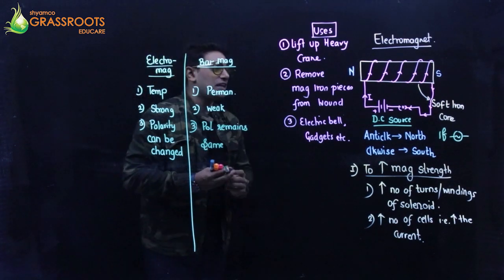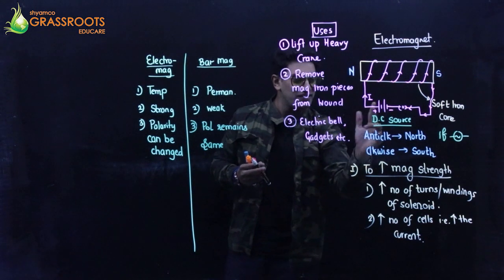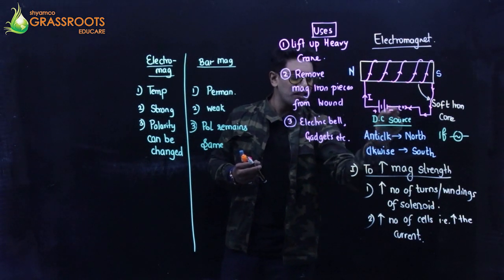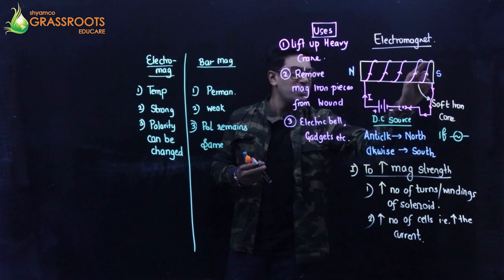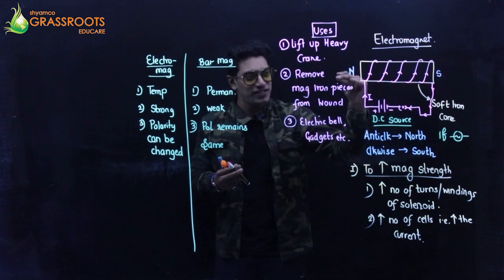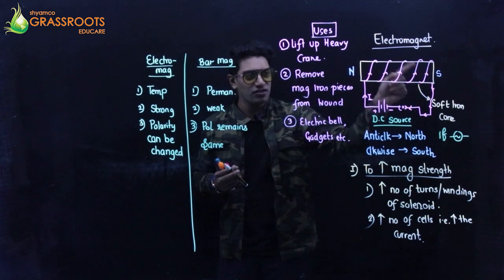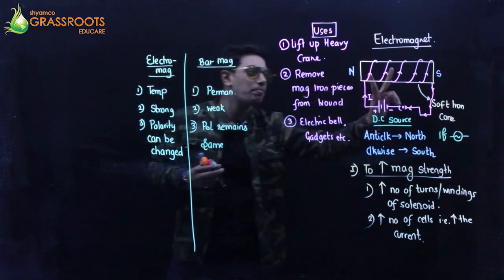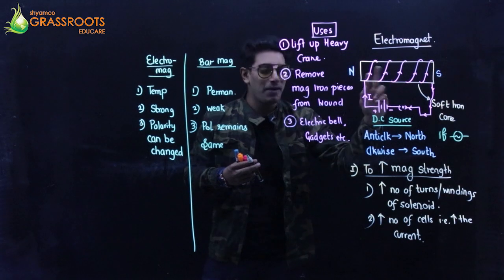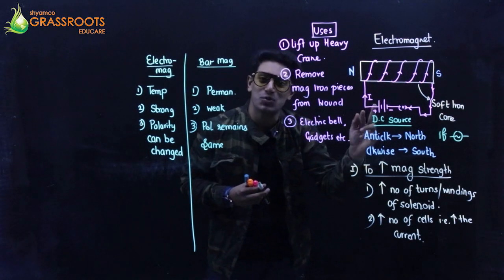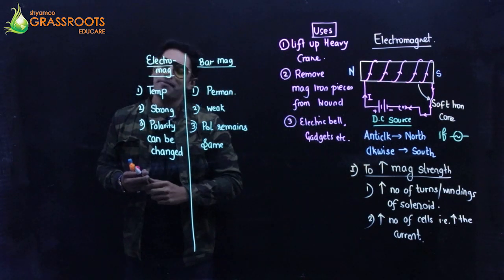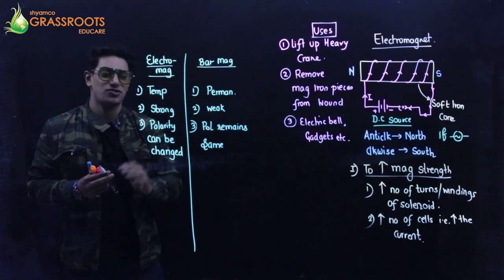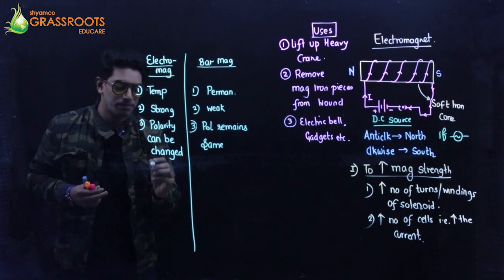Now, obviously, if I change the polarity of the cell or a battery, the direction of current will change. And if the direction of current changes, this becomes north, this becomes south. That means I can change the polarity of the magnet by changing the polarity of the DC source. In the bar magnet, you can't do that. It's going to be fixed. North pole fixed, south pole fixed.